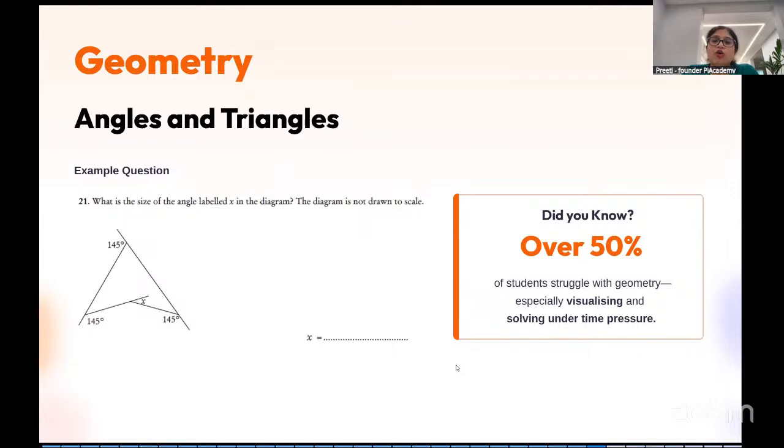As you can see, over 50% of students struggle in geometry, especially in visualizing and solving under time pressure. So timing is very, very important in maths. Many students struggle with timing, and this is exactly what we are going to cover in our next webinar. We will train parents on how to make sure that the child completes the paper within the given timed conditions.